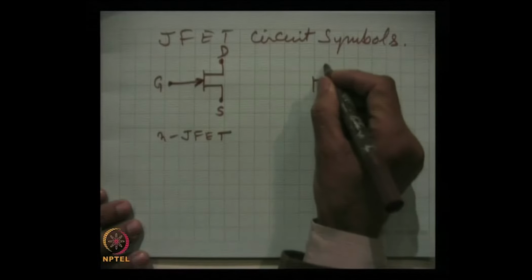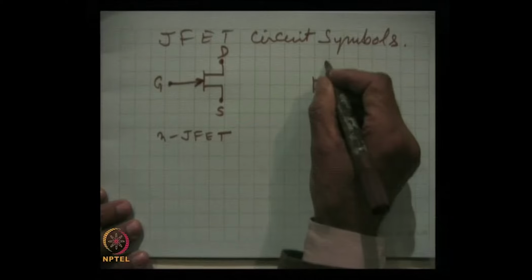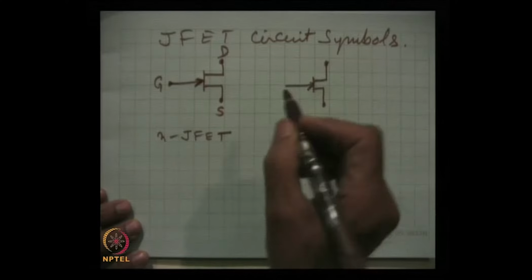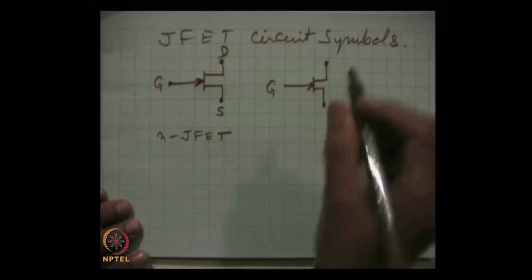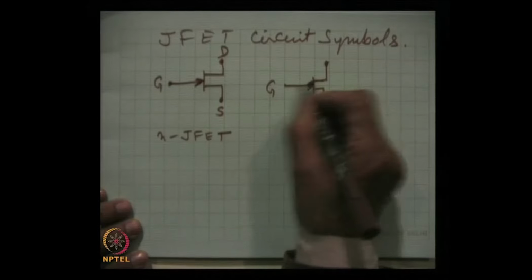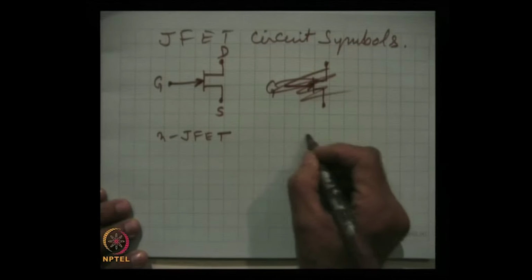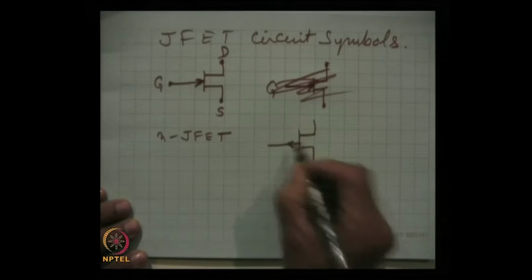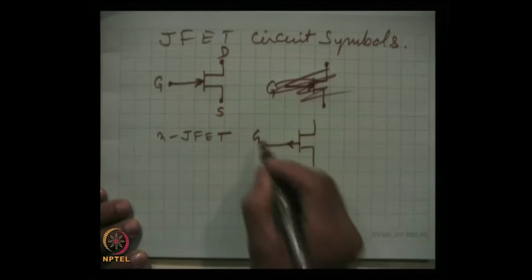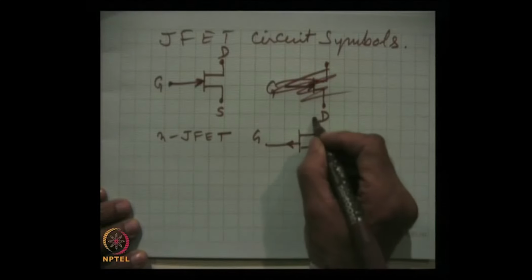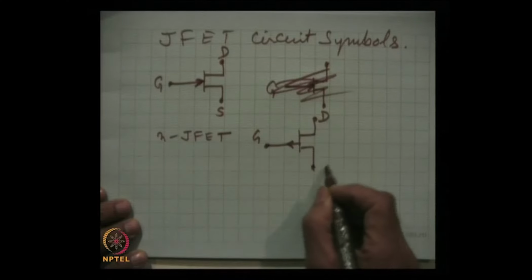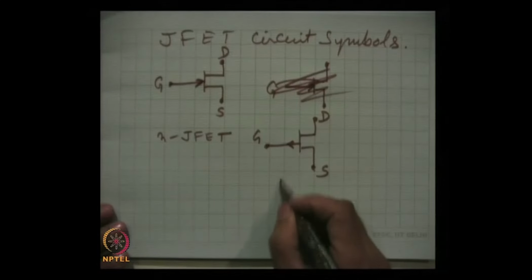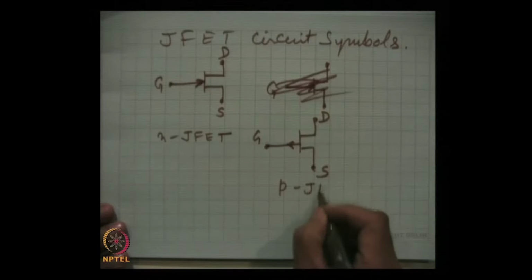Sorry, I am sorry, the direction has to be reverse. This is gate, this is drain, and this is source. So, this is the circuit symbol for P JFET.